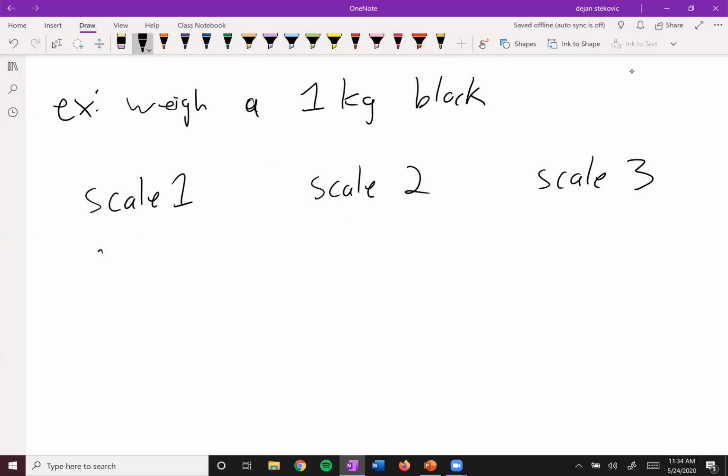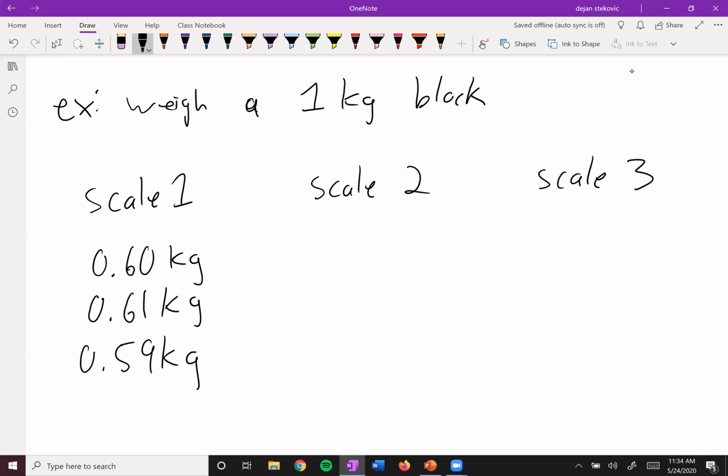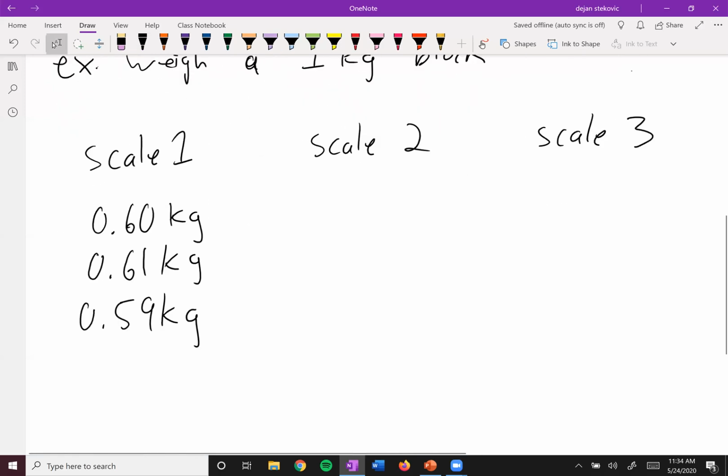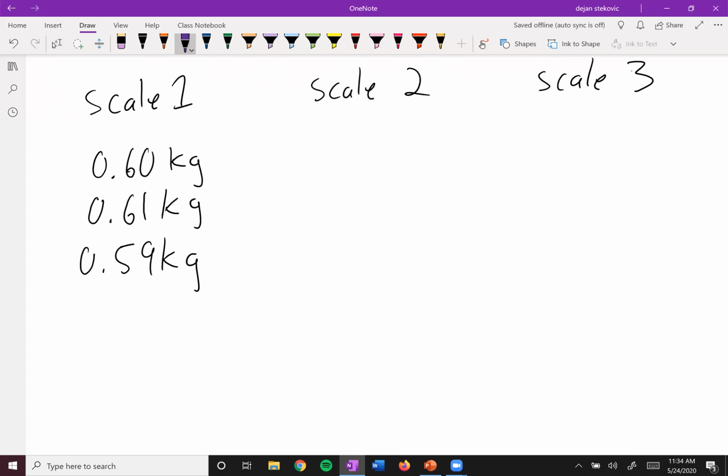And so on the first scale, the first measurement you get is 0.60 kilograms. Second measurement you get is 0.61 kilograms. And then the last one you get is 0.59 kilograms. And so let's talk about the accuracy and the precision of this scale. So we can see that all of these numbers are close to one another, right? They're all relatively close. And so all of our measurements are close to one another. That means that they are precise. So this one is precise.